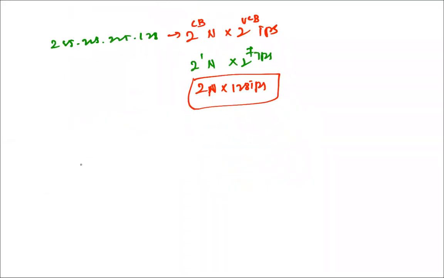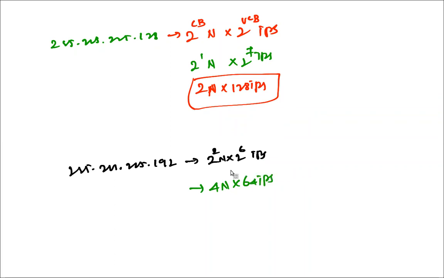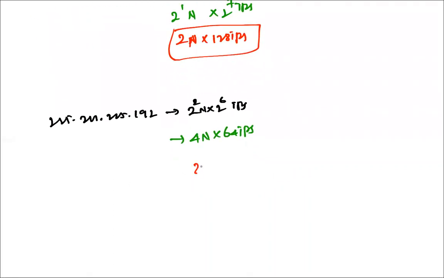If the mask is 255.255.255.192, how many bits changed? 2 par 2 into 2 par 6. 2 par 2 networks into 2 par 6 IPs, which is going to give you 4 networks into 64 IPs. So it goes like this. And further you subnet, you got 8 networks into 32 IPs. Next we had 16 networks into 16 IPs, right?